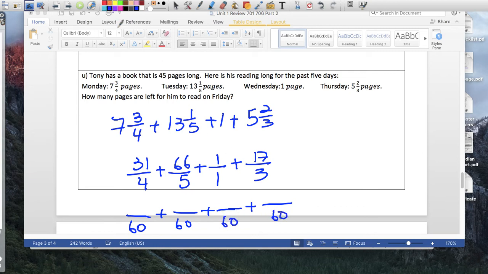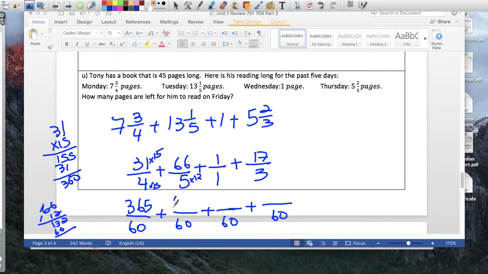So we got to find equivalent fractions. How did the 4 become a 60? Times 15. So I'm going to multiply 31 times 15, and that's going to be 365. 5 times 12 is 60. So I'm going to have to multiply 66 times 12, and that's 692. The 1 is times 60, so on the top is times 60. 3 times 20, so on top is 340. So that's simple enough. So let's add.